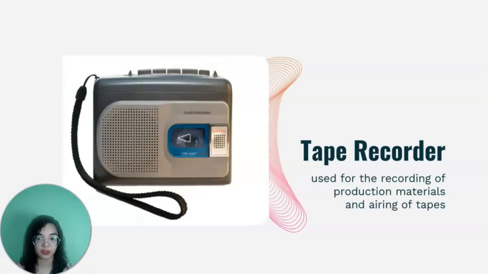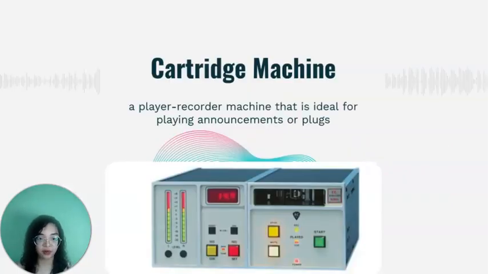Next, we have here the cartridge machine, which is a player recorder that is ideal for playing announcements or plugs. So if you are a frequent listener of radio shows, of course, these shows are not only focused on the show itself. There are breaks or commercials. You can also hear jingles, announcements, and even snippets of songs. So this is the machine that is used to play those sounds.